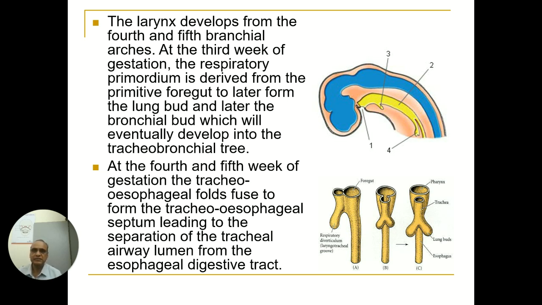At the third week of gestation, the respiratory primordium is derived from the primitive foregut to later form the lung bud and later the bronchial bud, which will eventually develop into the tracheobronchial tree. It will develop from the ventral surface of the foregut. At the fourth and fifth week of gestation, the tracheoesophageal folds fuse to form a tracheoesophageal septum, leading to the separation of the tracheal airway lumen from the esophageal digestive tract.